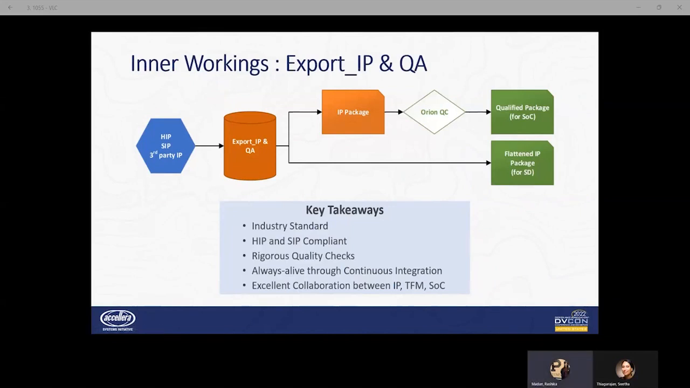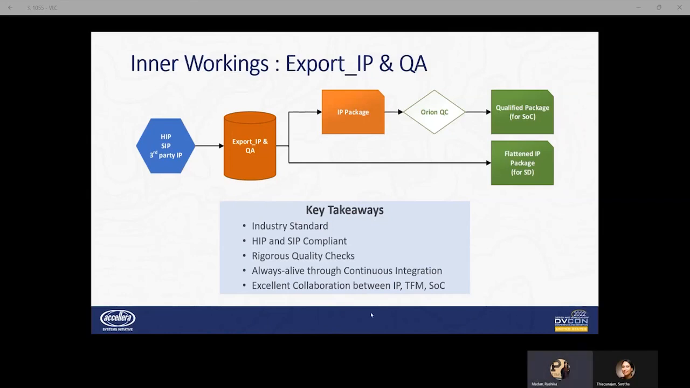While architecting Export IP, our focus was to develop a robust IP packaging and qualification framework that is TFM agnostic, so that we don't have to start over each time an SoC changes TFMs, as we had to do in the past. We combined the strengths of all our previous solutions while addressing their shortcomings.